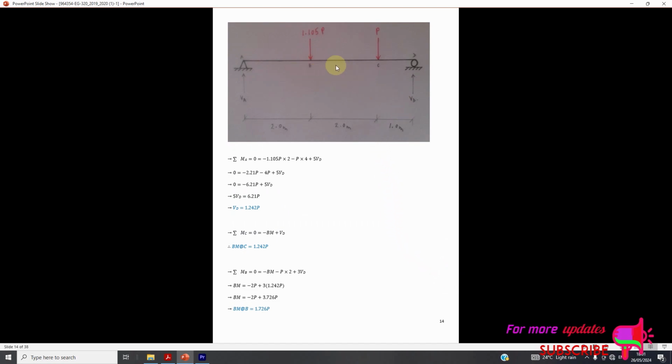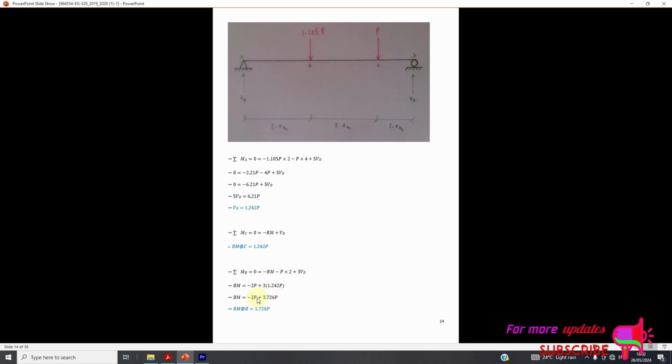So you can see the diagram as follows. Now the summation of Fx is equal to 0. Doing the algebraic equation, you get that VD is equal to 1.242P. Now Mc should be equal to 0, which is equal to negative Bm plus VD, so you get that BM at C is equal to 1.242P. Now the summation of MB is equal to 0, which is equal to negative Bm minus P times 2 plus 3VD.